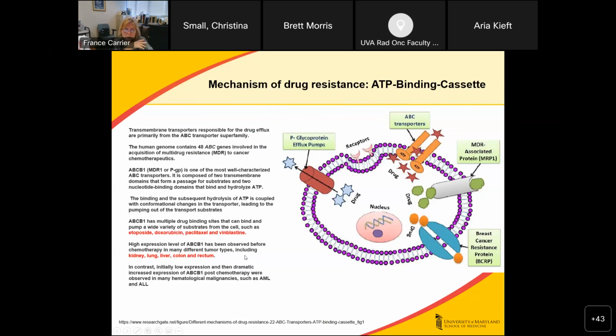Unfortunately, they are overexpressed in a lot of cancers, kidney, lung, liver, colon, and rectum, which makes these cancer cells even more difficult to treat because of that.